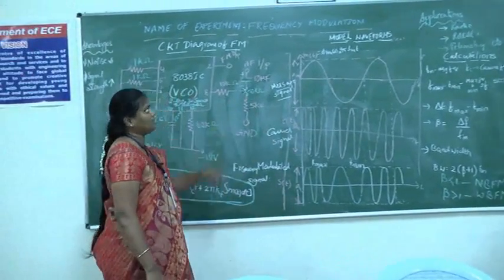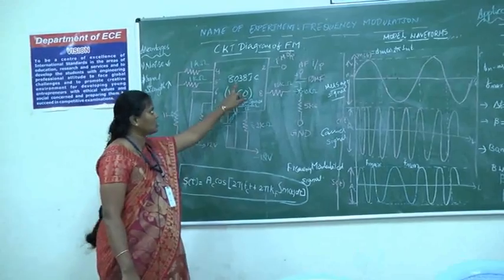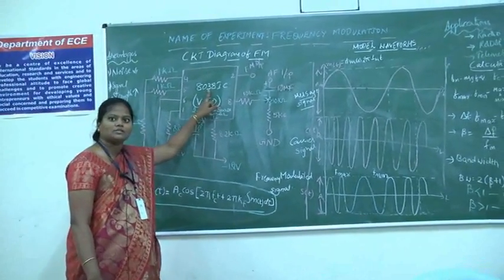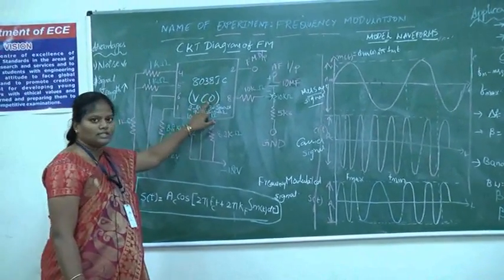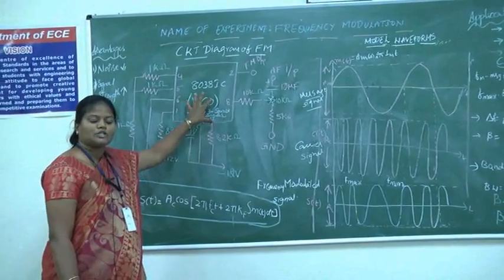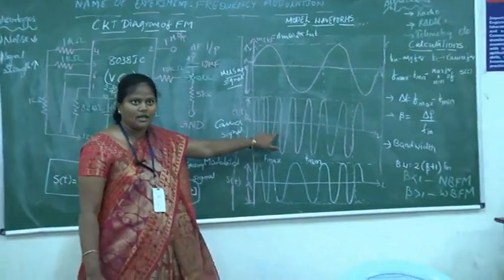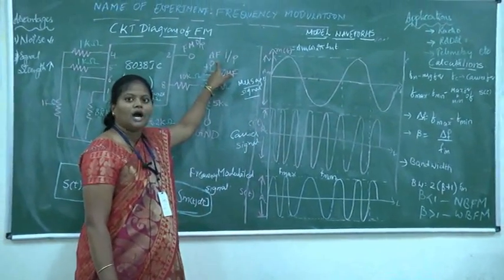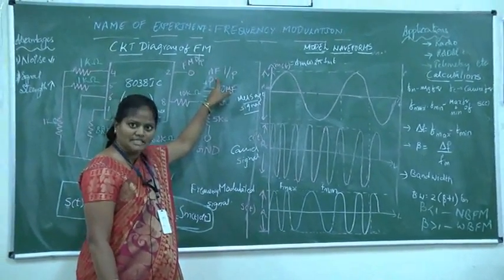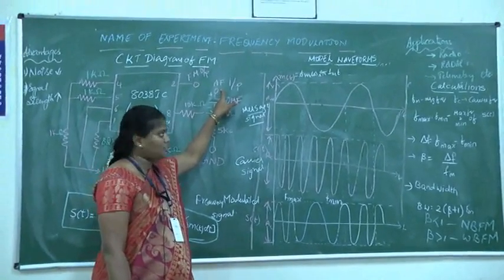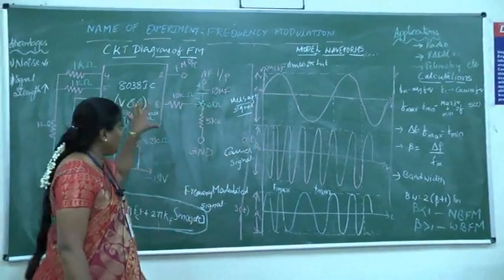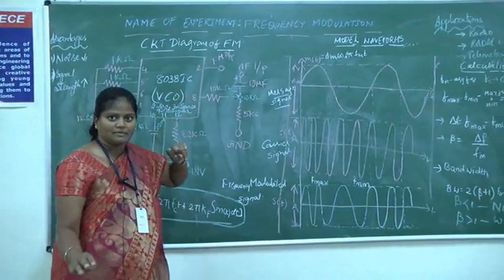Now to develop that FM modulation, here you are using an IC called the 8038 IC. This IC is also called a voltage controlled oscillator or free running oscillator. Based upon this IC, we are going to generate the carrier signal, that is your high frequency signal, and the input signal, that is your audio frequency signal, we treat as a message signal given as input.